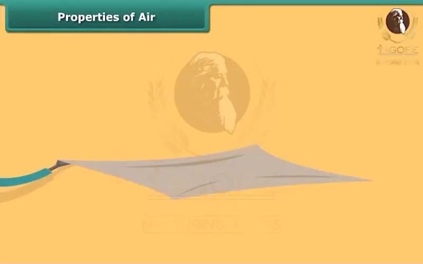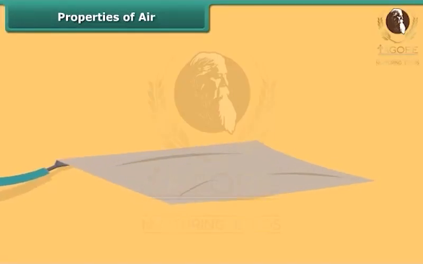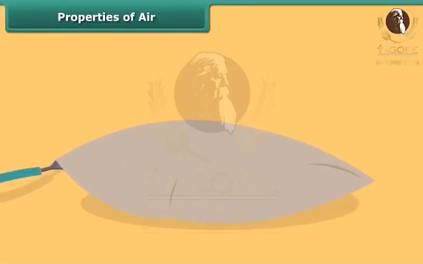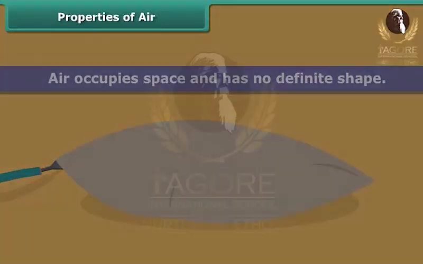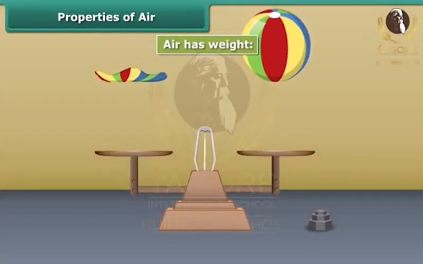Inflate an air pillow. What do you see? It grows in size. This shows that air occupies space and has no definite shape. Air has weight as well.